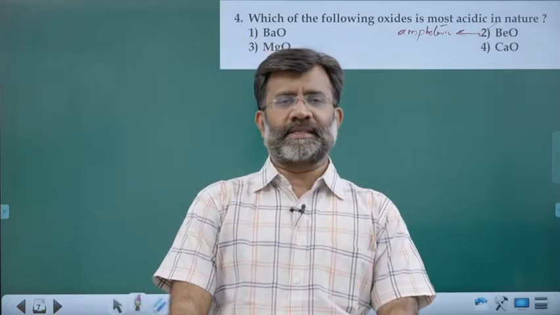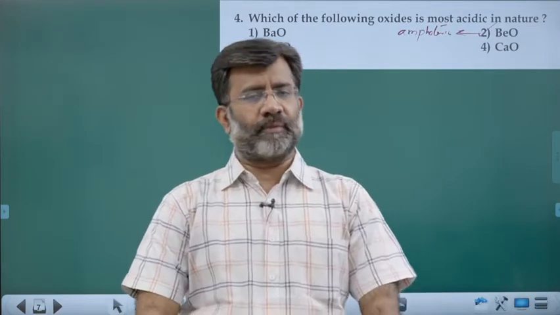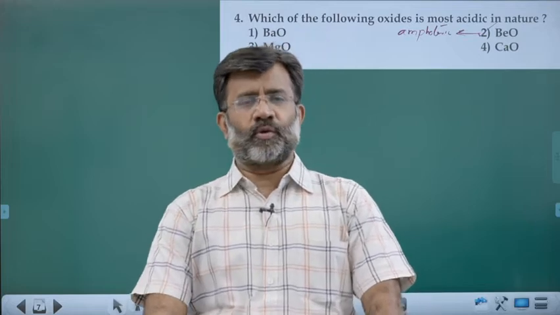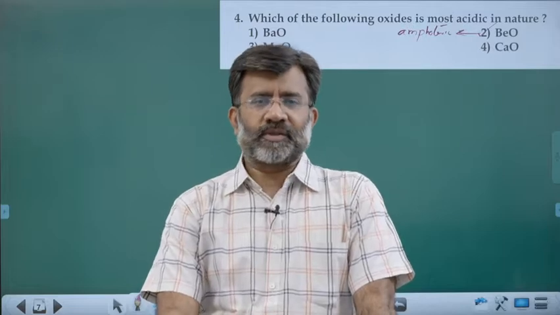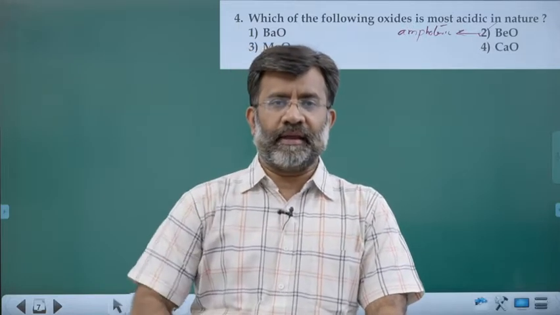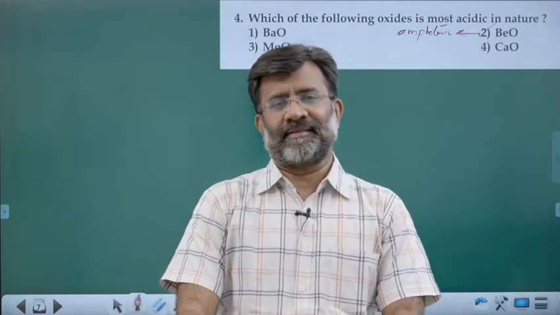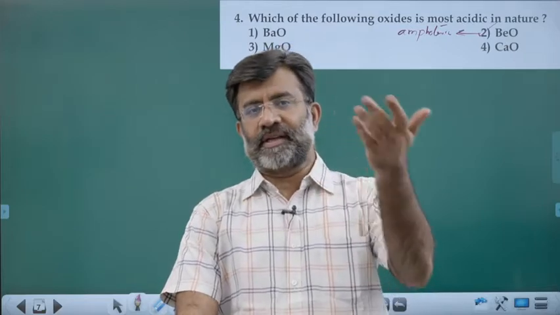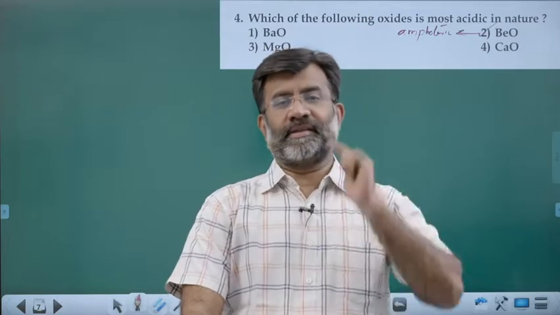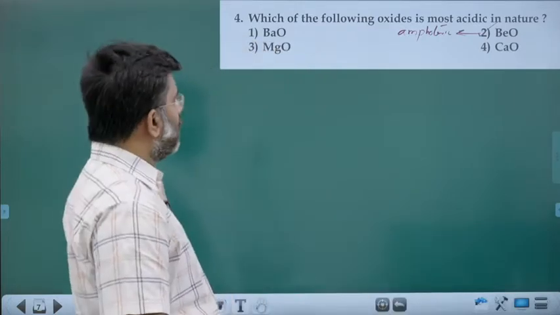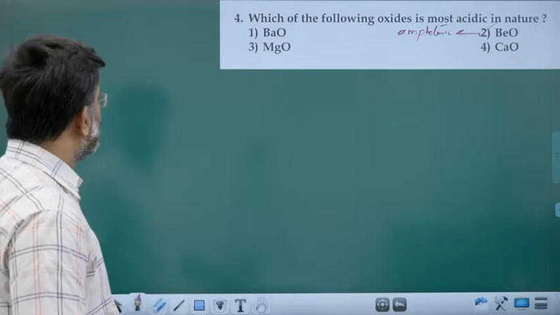And down the group, basic strength increases. While beryllium oxide, it is amphoteric in nature. I am sure all of you know beryllium is not included in the definition of alkaline earth metal. Beryllium does not fall under the definition of alkaline earth metal because it is not alkaline. It is amphoteric in nature. So when you ask for comparative acidic strength, being amphoteric, it is having highest acidic character because the rest all are relatively more basic. Okay, next question.